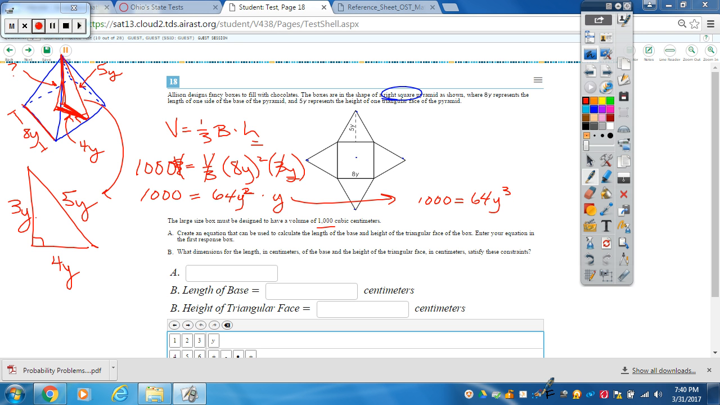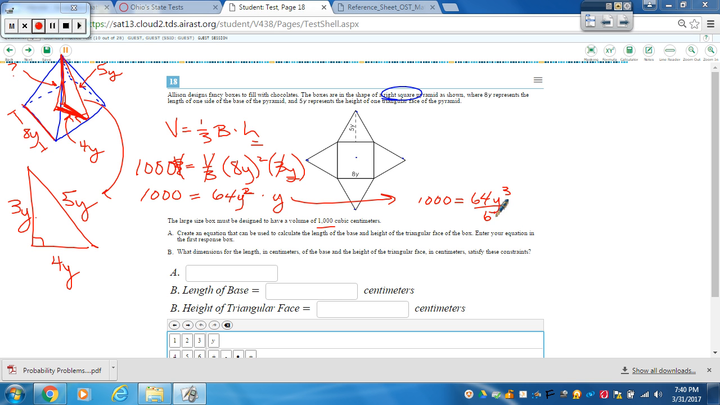Now how do I go about solving it from that point? Well, I'm first going to divide by 64 on both sides. So I end up with 15.625 is equal to y cubed. Now again, remember we talked about a couple minutes ago, in order to undo that cube, you need to cube root. And so in the end, the y value will be 2.5 units.